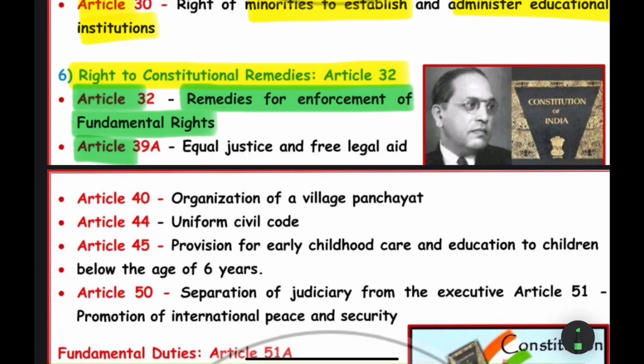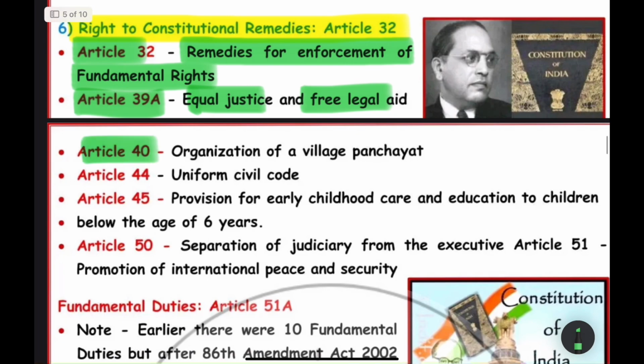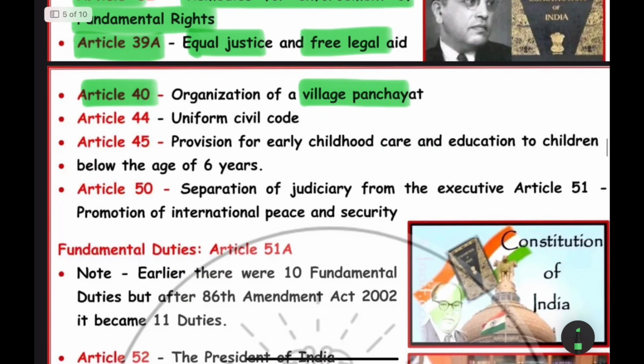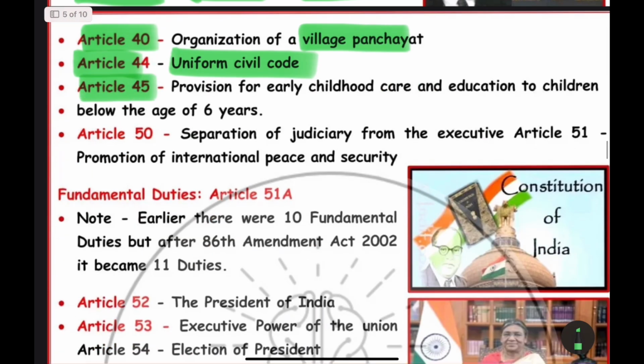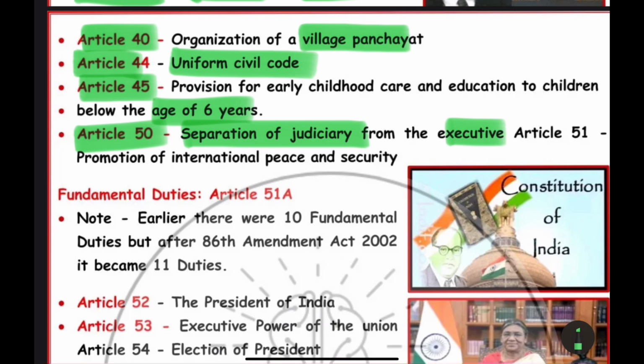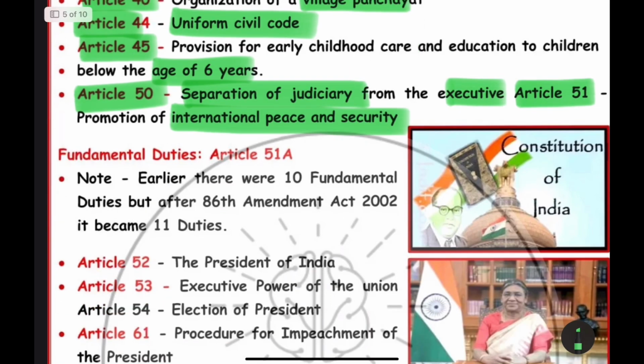Here article 39A tells about equal justice and free legal aid. Then article 40 tells about the organization of village panchayats. Then article 44 tells about the uniform civil code. Article 45 directs the states regarding early childhood care for children below the age of 6. Article 50, separation of the judiciary from the executive. Then article 51, promotion of international peace and security. So that's all about the DPSP.